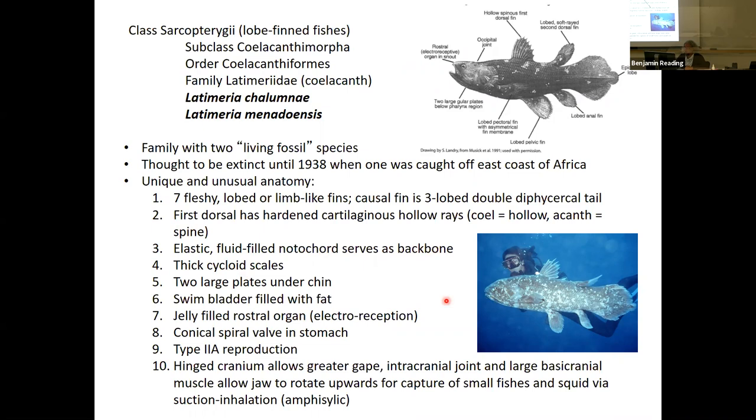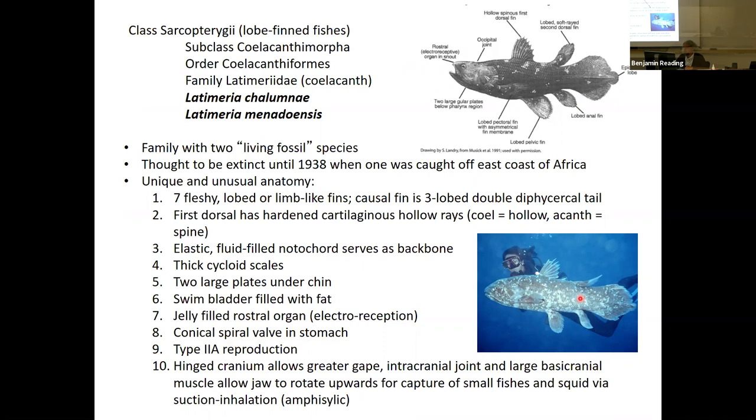They have a swim bladder, but it's filled with fat, not air. These things live on the bottom of the ocean, so they don't go up and gulp air. They actually just fill the swim bladder. The lung inside of it is filled with fat to give it buoyancy. They have a spiral valve in the stomach, as we talked about with internal anatomy. That's sort of a throwback digestive structure that some sharks have and the paddlefish has.